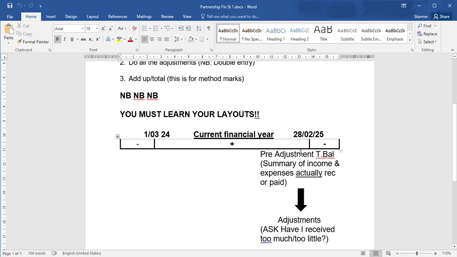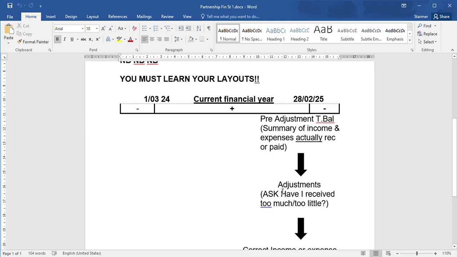The amount that I want to record, though, is the amount that should have been paid or received during this current financial year. And some of these amounts won't represent what should have been paid or received. So therefore you need to make adjustments.